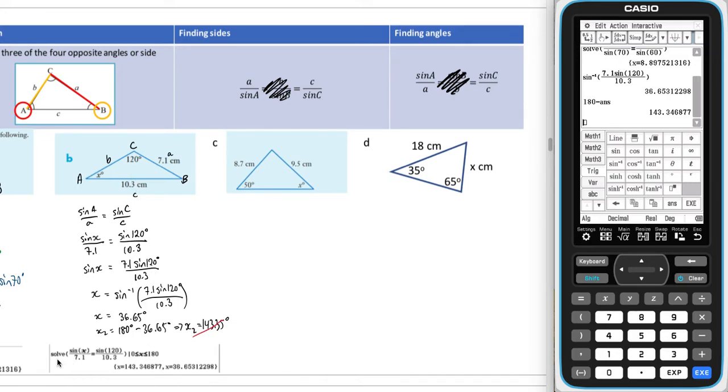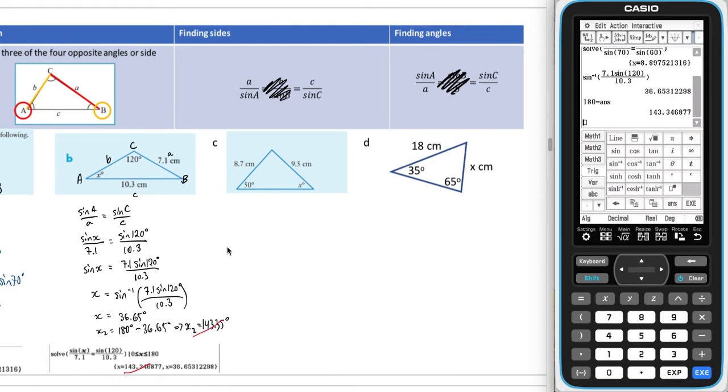Now, in the ClassPad down here, the working has been shown if you want to show it. Two answers pop out: we've got the acute case and the obtuse case. So this is ambiguous as well, right? And only one answer can be correct, so we're just going to cross out that answer to show that the ClassPad can do that too. Okay, so the answer is 36.65 degrees.